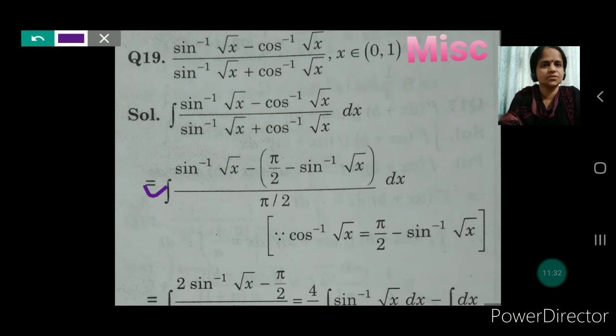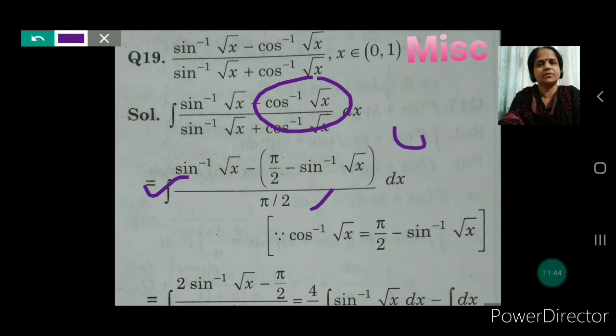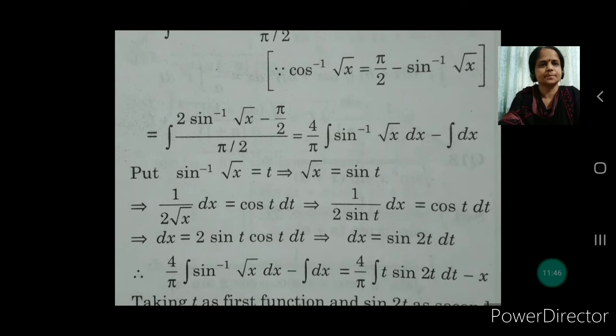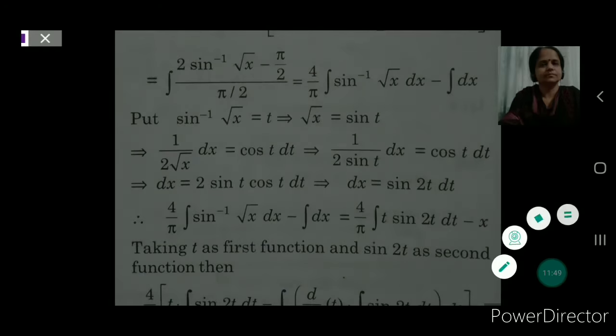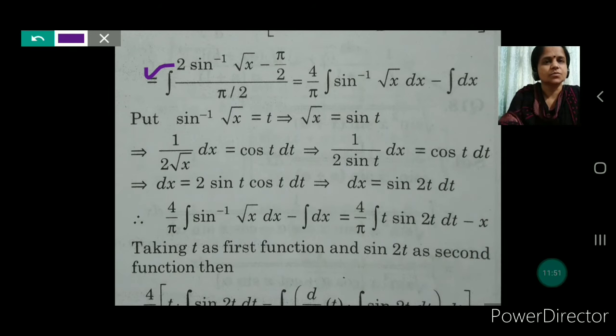So our quotient will change to sin inverse root x minus, in place of cos inverse root x, pi by 2 minus sin inverse root x, and in the denominator it is pi by 2. When you solve this step, you will get 2 sin inverse root x minus pi by 2, and in the denominator pi by 2. Now solve this, you will get 4 by pi integration of sin inverse root x dx minus integration of dx. Separate the terms.